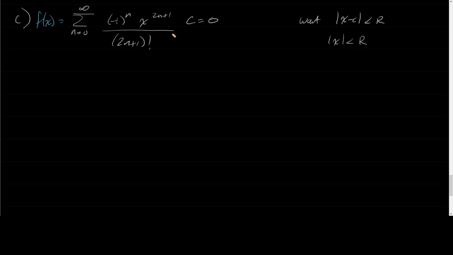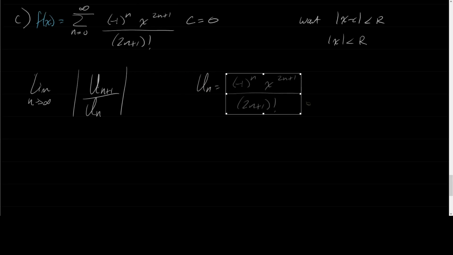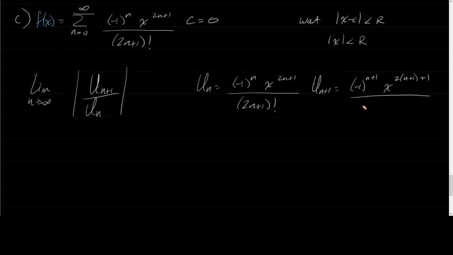How did we do that? Again, we use the ratio test. So we are going to do the limit as n goes to infinity of the absolute value of u sub n plus 1 over u sub n. What's u sub n and u sub n plus 1? Well, u sub n is just the series as written, and u sub n plus 1 would be (-1) to the n plus 1 times x to the 2 times (n plus 1) over (2 times (n plus 1)) factorial.